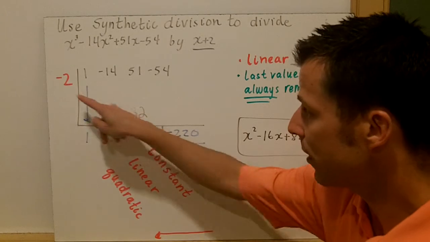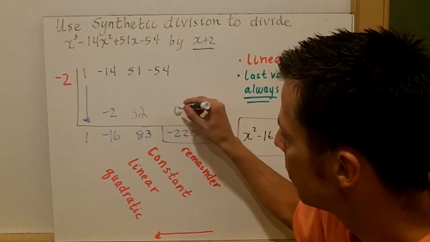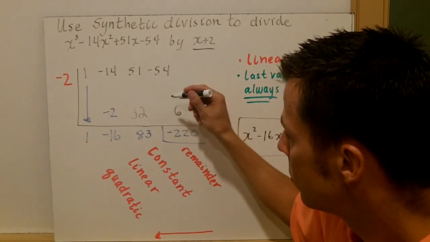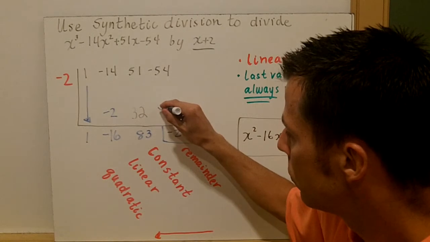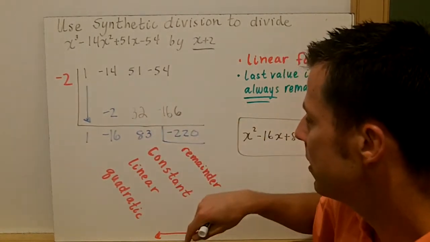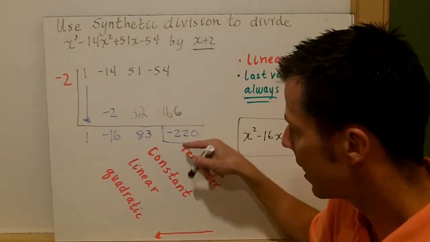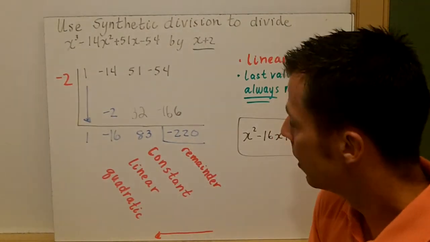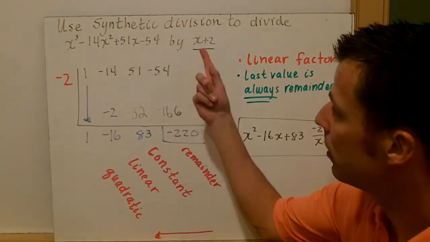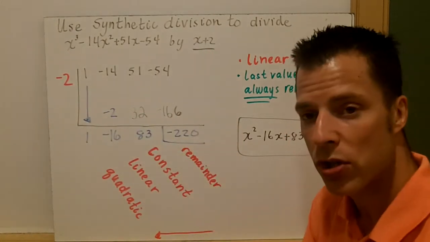And then we have to multiply negative 2 times 83, which is negative 166, and minus 54. You add those together, you get negative 220. Okay? So the last term here is my remainder. So number 1, we know x plus 2 is not a factor because the remainder is negative 220.